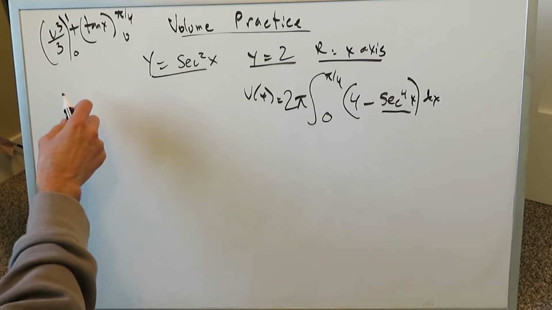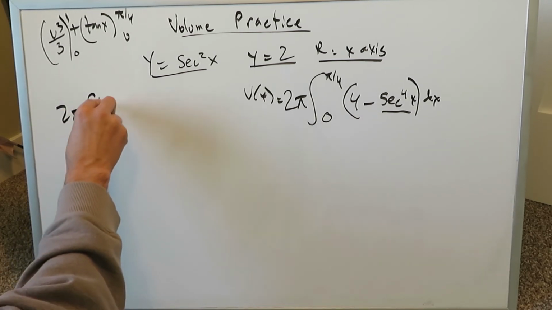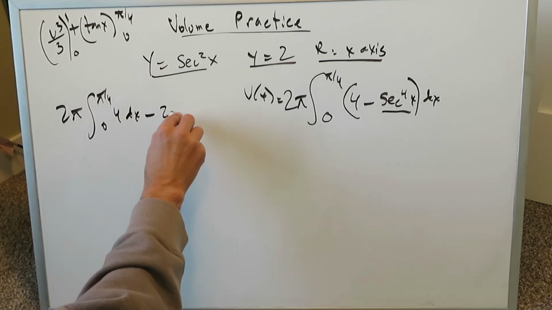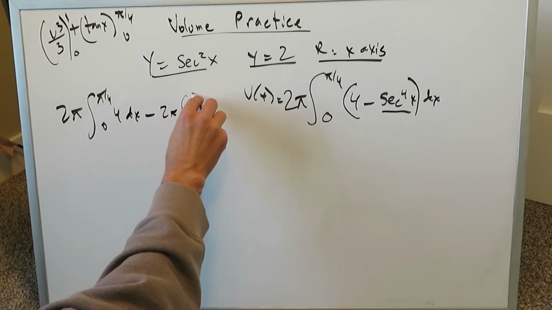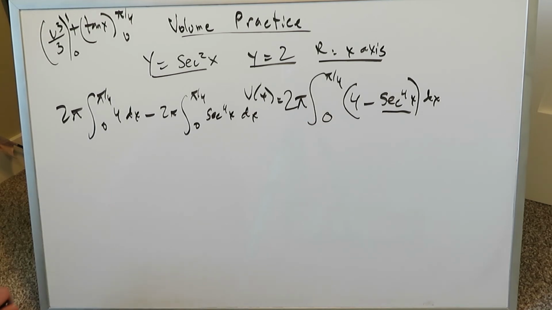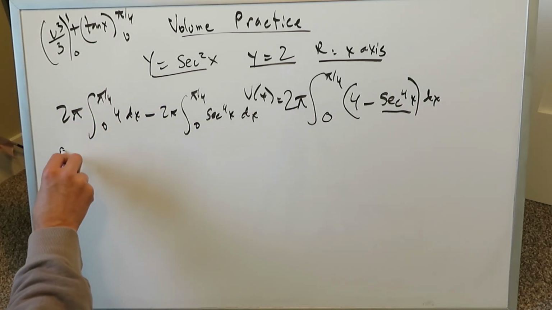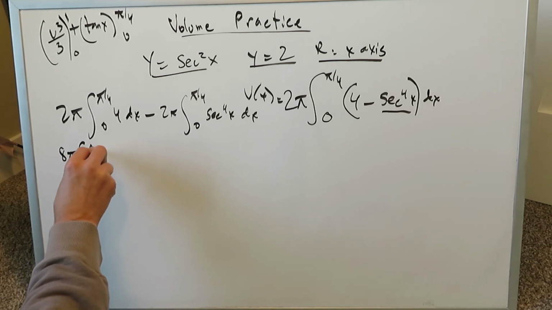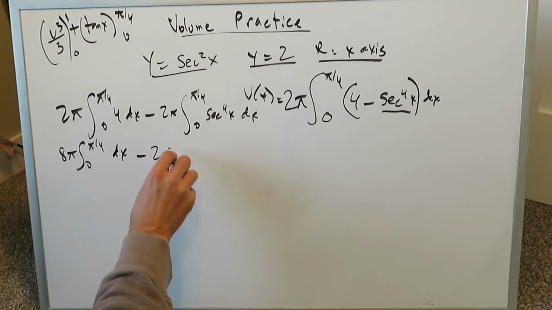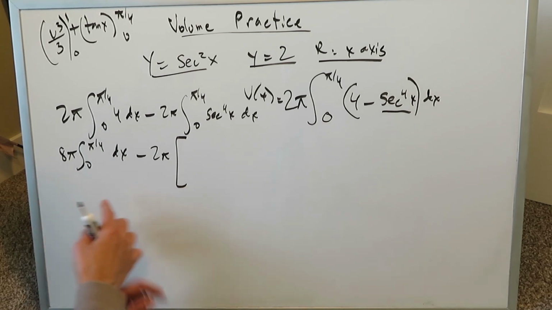When we come back over here, we separate everything across the minus sign. I have a 2 pi and then I have the integral from 0 to pi over 4 of 4 dx, minus, see that minus, 2 pi and then the integral from 0 to pi over 4 of secant to the 4x dx. It's not hard because I have all of this in play over here. This 4 can be brought outside and becomes an 8 pi, integral from 0 to pi over 4 of dx, minus 2 pi.